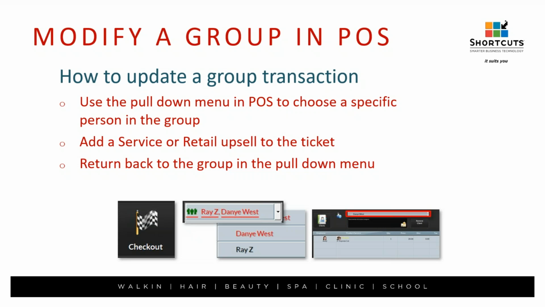That's really the only special rule that you'll want to observe, whether you're using Walkin Manager or Appointment Book. When multiple people are checking out and you group them together, make sure you select the specific customer that is receiving that retail product.